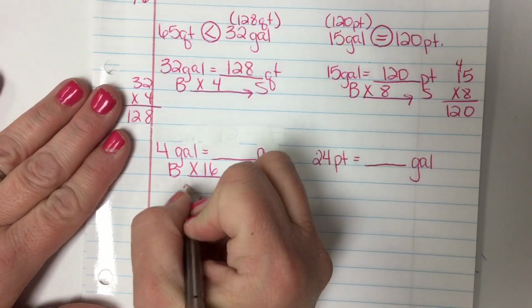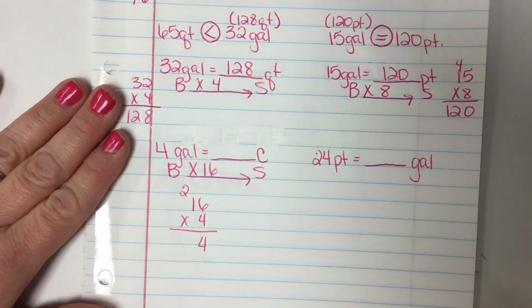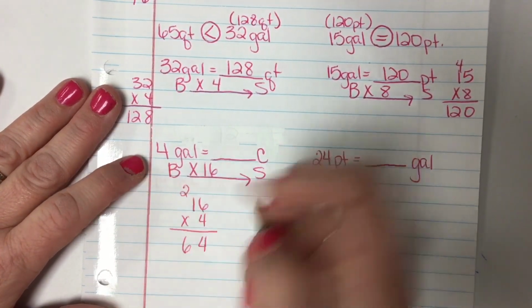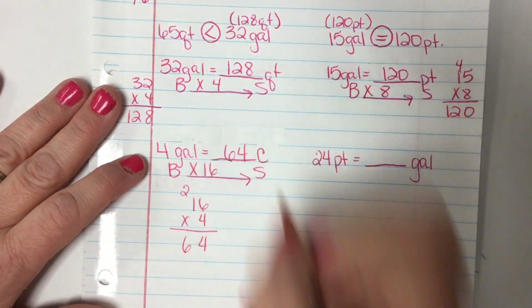6 times 4 is 24. 4 times 1 is 4, plus 2 is 6. So 4 gallons equals 64 cups.